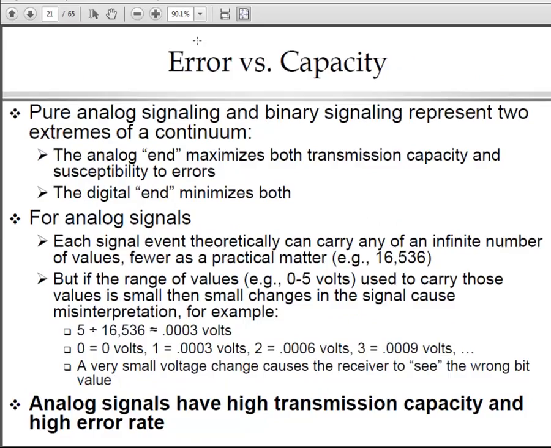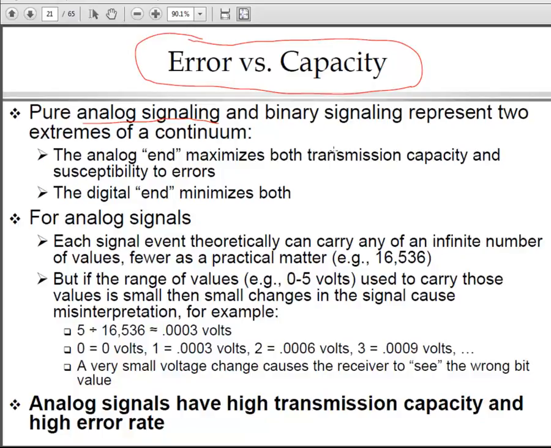All right, we are now in a position to talk about error and capacity with respect to analog and digital signals. Okay, so let's take analog signaling. Okay, as we've already discussed, with an analog signal, every minor variation in a parameter value, be it amplitude or voltage, phase, whatever, has meaning.